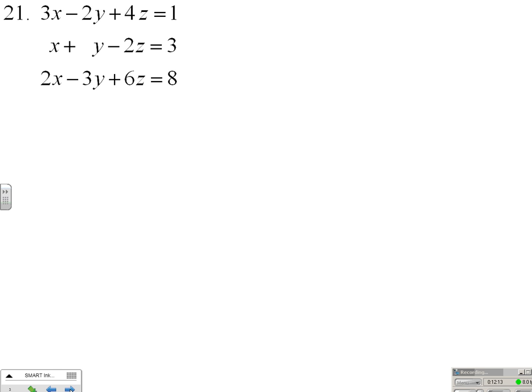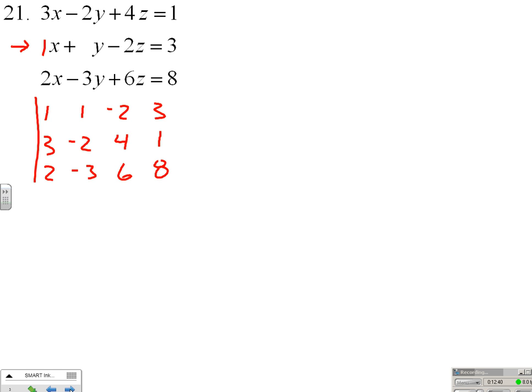Okay, I'm going to go a little quicker this time. Things I note when I'm looking at these 3 equations in problem 21, none of those reduce, but I'm going to prefer to put equation 1 first. I love the 1 coefficient in front of x. So I get a 1, 1, negative 2, 3. And then it doesn't matter to me after that. 3, negative 2, 4, 1, first equation. Last equation, 2, negative 3, 6, 8.